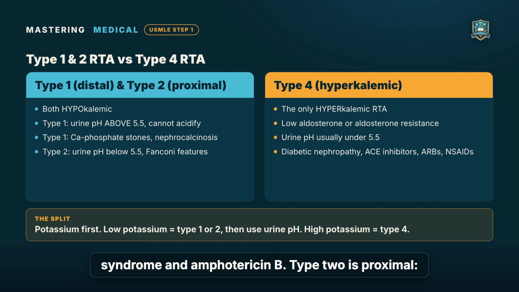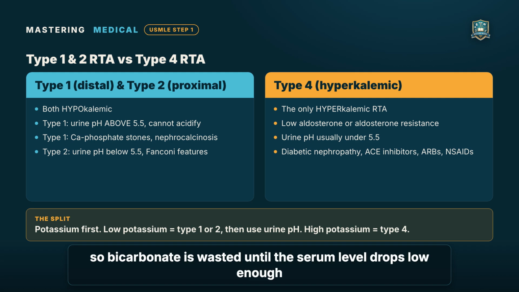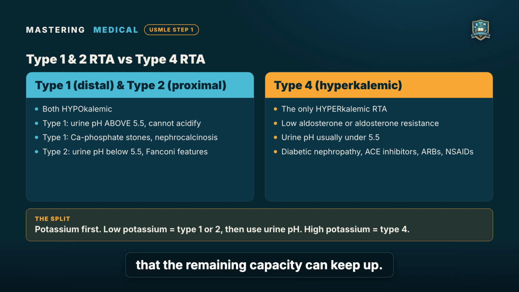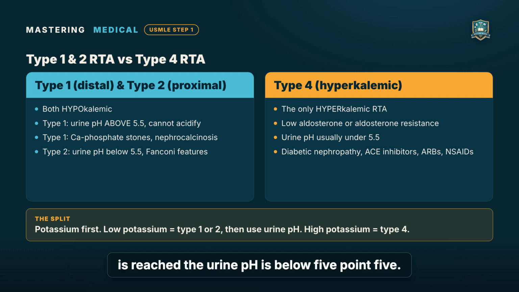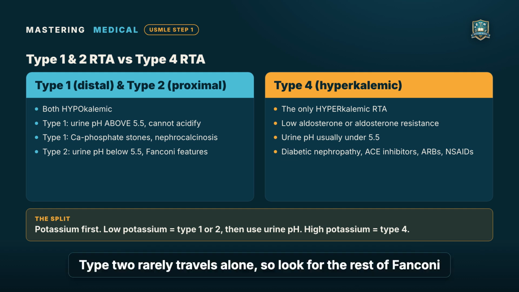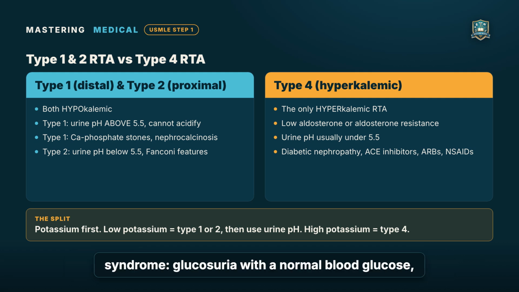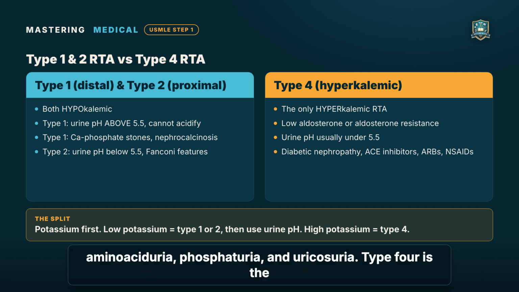Type 2 is proximal. The proximal tubule cannot reabsorb bicarbonate, so bicarbonate is wasted until the serum level drops low enough that the remaining capacity can keep up. Distal acidification is intact, so once that new steady state is reached, the urine pH is below 5.5. Type 2 rarely travels alone, so look for the rest of Fanconi syndrome: glucosuria with a normal blood glucose, aminoaciduria, phosphaturia, and uricosuria.